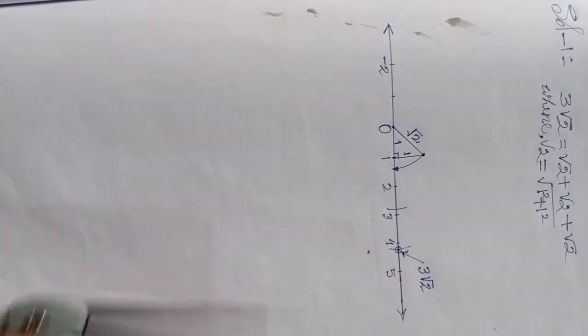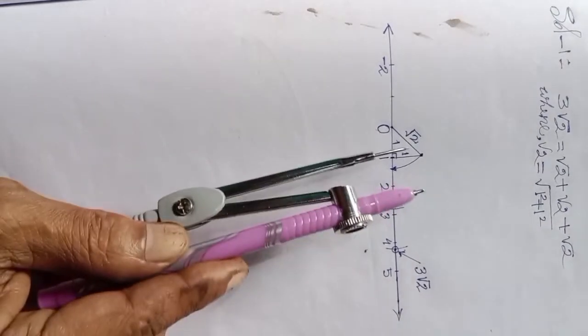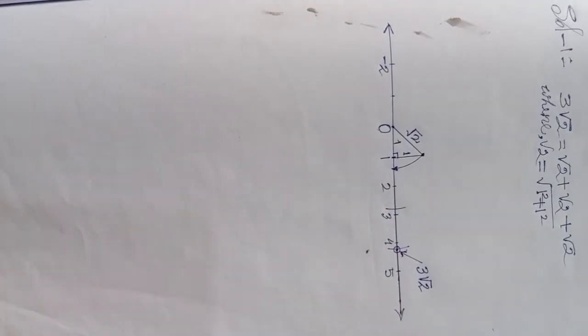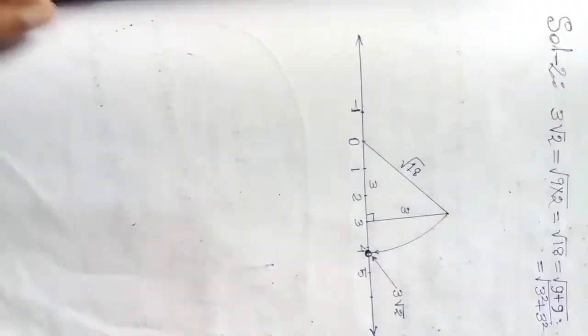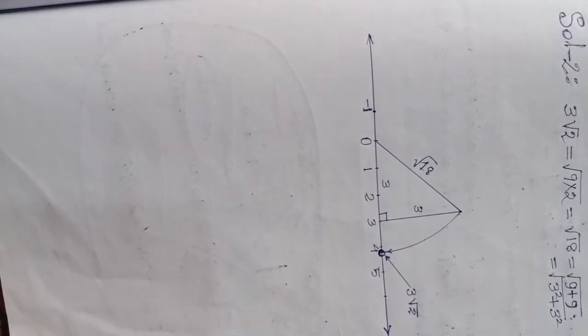Your examiner wants this. That means root 2 you have to show first of all on the number line and then take 3 times graphically on the number line. You must do the answer like this. Okay, let us see the second question. Second question, represent 3 root 2 on the number line.